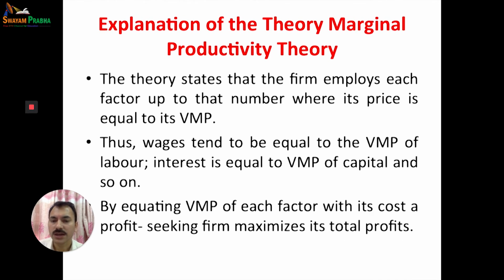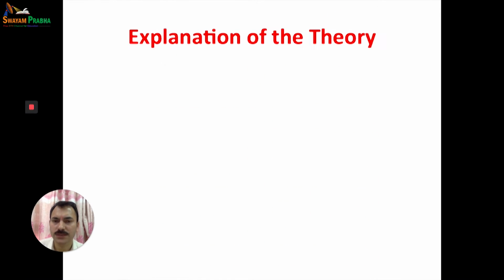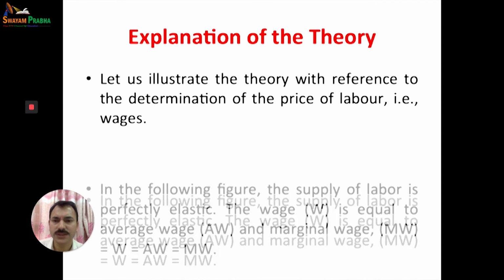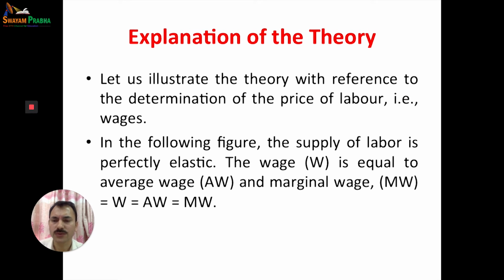So by equating the value of marginal product of each factor with its cost, a profit-seeking firm maximizes its total profits. We can explain this through the diagram in the coming slide. With reference to the determination of the price of labor, wages, the following figure shows it through a diagram. The supply of labor is perfectly elastic. Wage is equal to the average wage AW and marginal wage MW. Under perfect competition, wage is equal to AW is equal to MW.